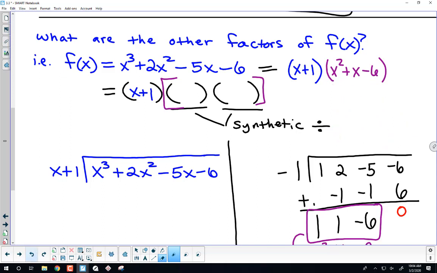With this quadratic, it's much easier. What are two numbers that multiply to give me -6, and the same two numbers add to get +1? Say that again. 3 and -2. x plus 3, x minus 2. Do y'all agree? All right, so there we have the quadratic factored. 3 factors in total is how the x cubed plus x squared minus 5x minus 6 factors.